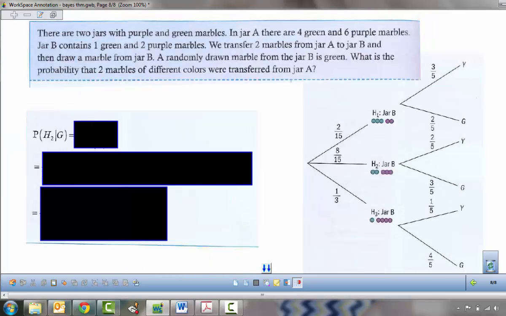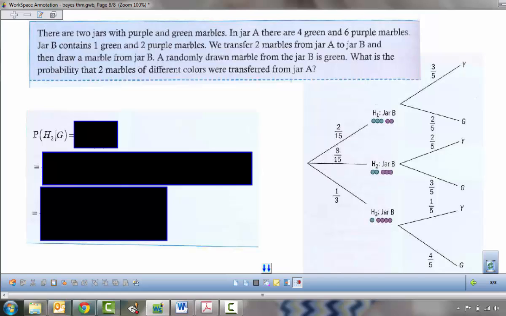So let's go back to our jar with marbles problem. We had this tree diagram in our previous video with the probabilities, and we had the three different hypotheses. Hypothesis 1 was taking 2 green marbles from jar A and putting them into jar B. Hypothesis 2 was taking 1 of each. Hypothesis 3 was taking 2 purple marbles from jar A and putting them into jar B. So now the question is, what is the probability that two marbles of different colors were transferred from jar A?